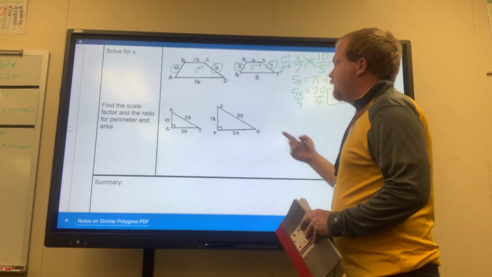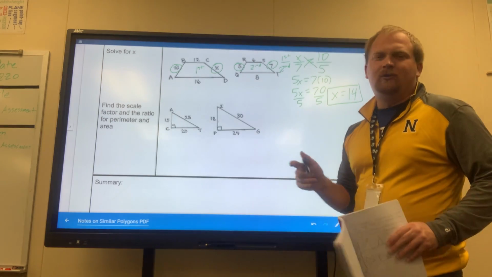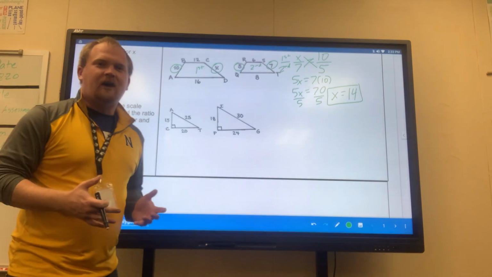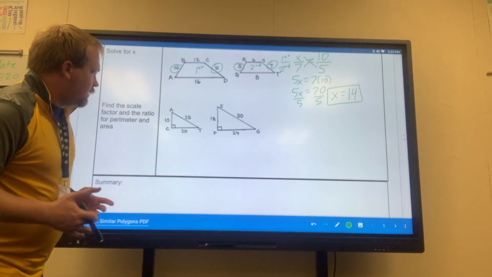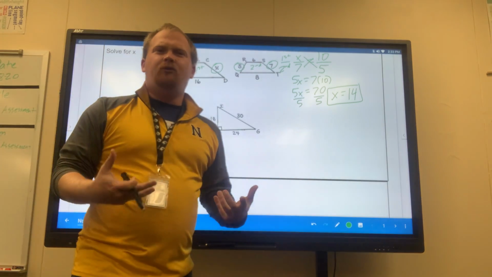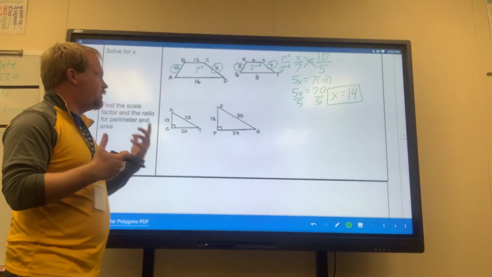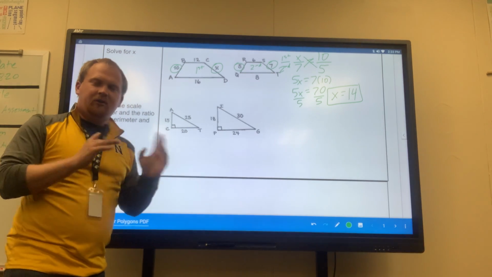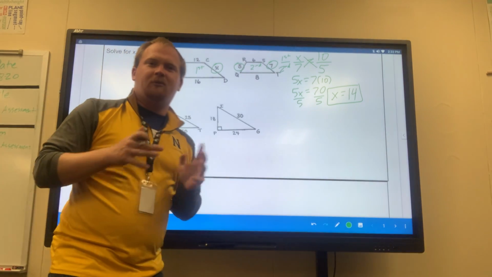Now, this is one thing that's unique when it comes to similar figures. It's a unique factor. We want to be able to find the scale factor, but we also want to find the ratio between the perimeter of these figures and the area of those figures, because there's something unique that goes on with perimeter and area.